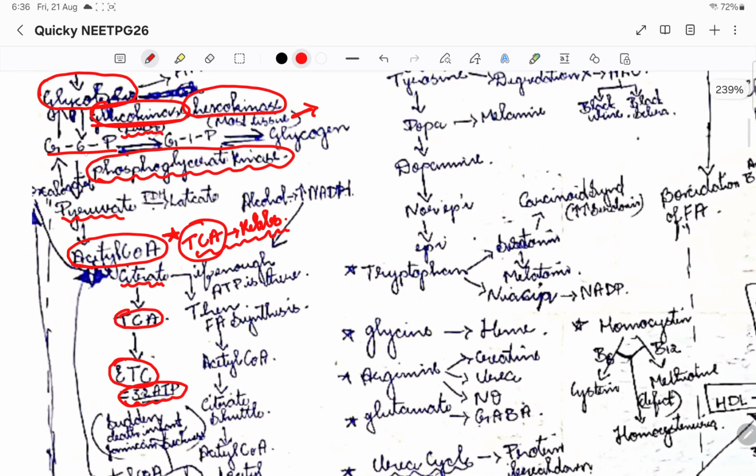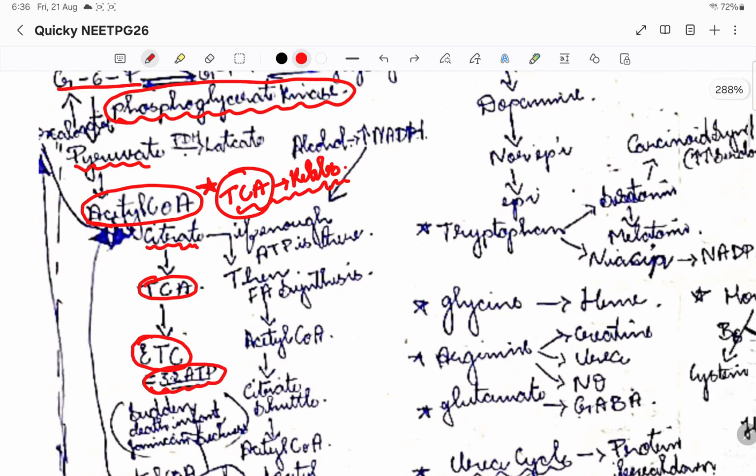Glucose is converted to glucose 6-phosphate, then to pyruvate. Pyruvate will form acetyl CoA. Acetyl CoA, if there is PDH, wait, we'll come back to PDH later. So pyruvate will convert to acetyl CoA.